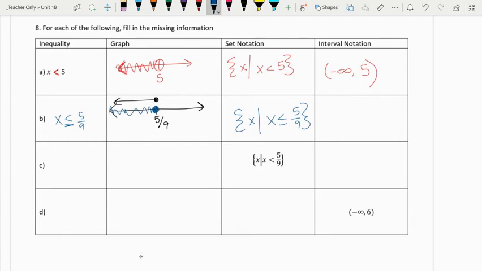Farthest to the left in our interval notation is negative infinity. And then we go all the way to our 5/9, which is going to be a bracket because it's included.